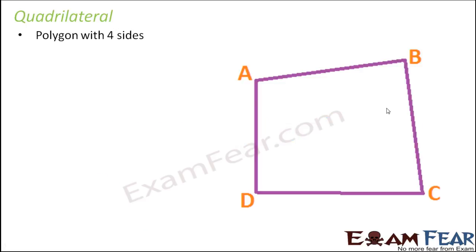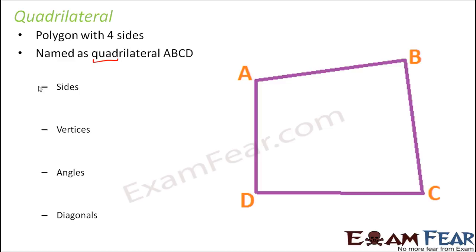So what is a quadrilateral? Polygon with four sides. So how do we name a quadrilateral? We call it quadrilateral ABCD. Now sometimes when we want to write it in short, we often write it as quad ABCD, which means quadrilateral ABCD. But as such, there is no symbol for quadrilateral like how we have it for a triangle.